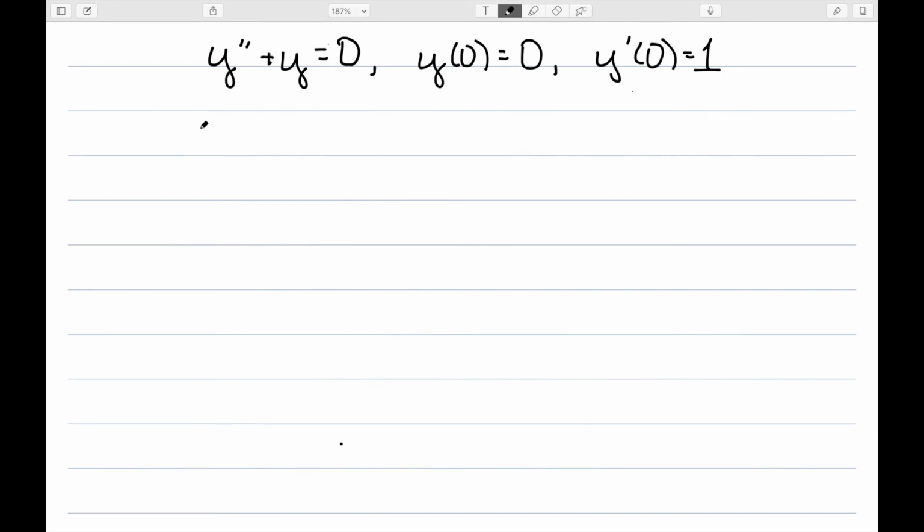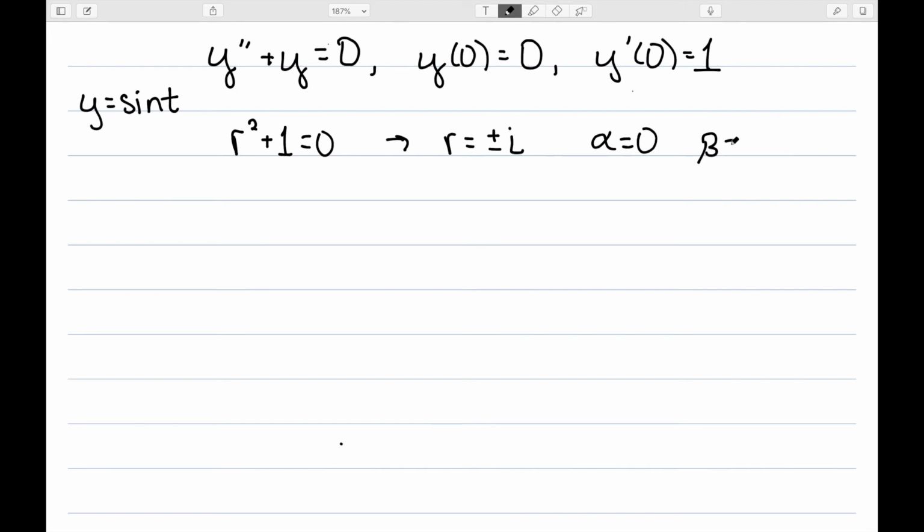And I want to check my solution. So we had the solution y equal to sine of t. I want to check this using other methods. With a homogeneous second order equation, we start by getting the characteristic equation. For this one, we have r squared plus 1 equal to 0. Solving would give me r is equal to plus or minus i. So in this case, alpha is 0 and beta is 1.